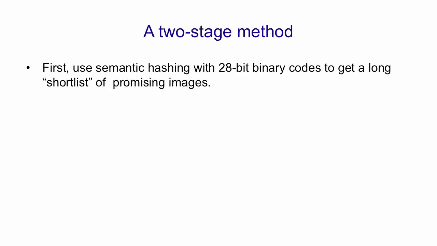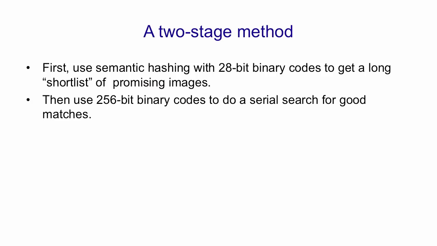Even faster is to use a two-stage method. So first we extract a short binary code of about 30 bits, and that short binary code is used with semantic hashing to very rapidly get us a short list of promising images. So we simply take the short binary code and flip a few bits in it to get candidate images. The candidate images can then be matched using 256-bit binary codes that are stored with each known image to search for much better matches than can be found with a 28-bit binary code.